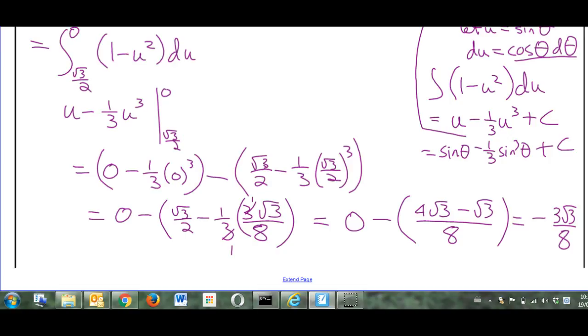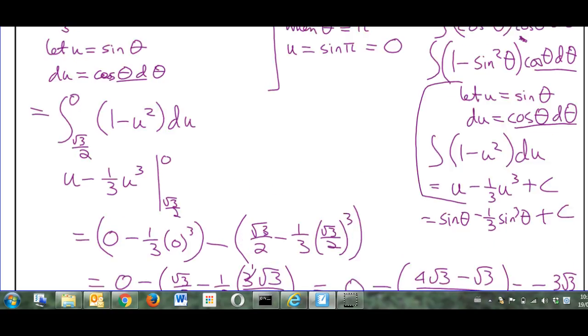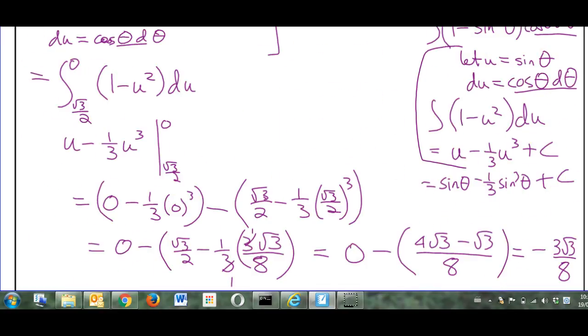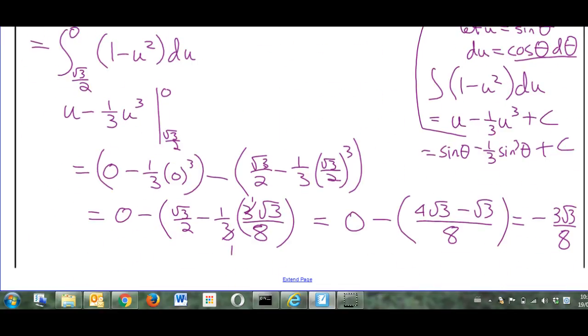Now if you wanted to, you could take this, the sine theta minus 1/3 sine cubed theta, without the c, and evaluate it from a lower limit of pi over 3 to an upper limit of pi, right? And you should get the same answer. Okay, you get the same answer. Nope, because it's cubed. Yeah, but this is 3 root 3, so these 3's canceled. So it's 24 until I cancel it. That's 8.